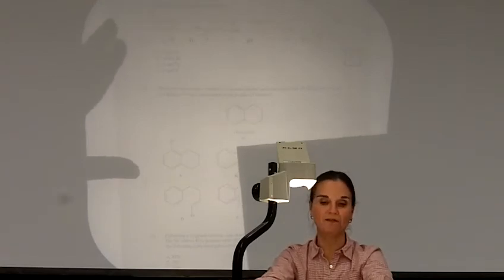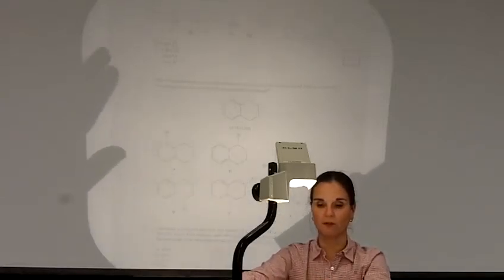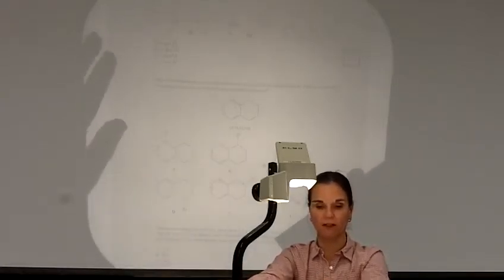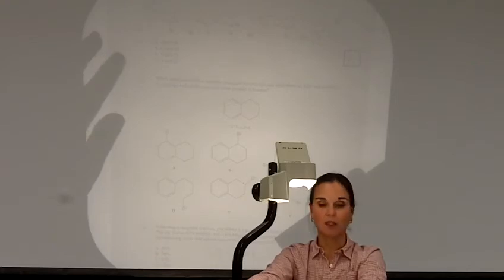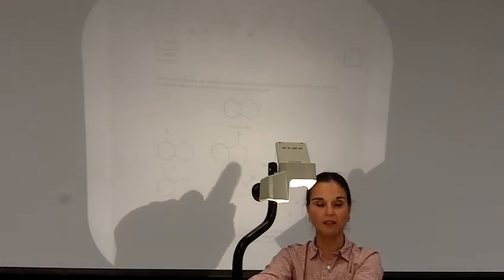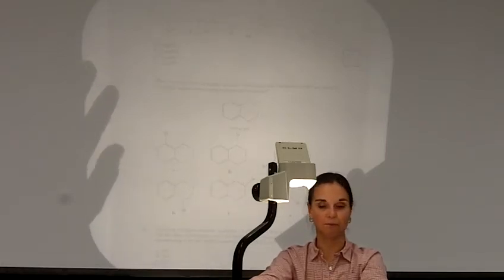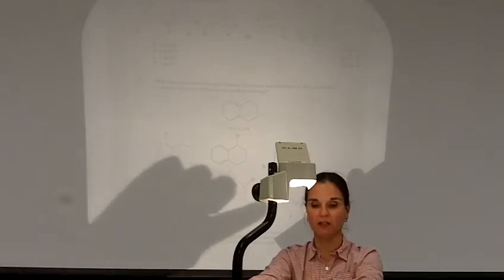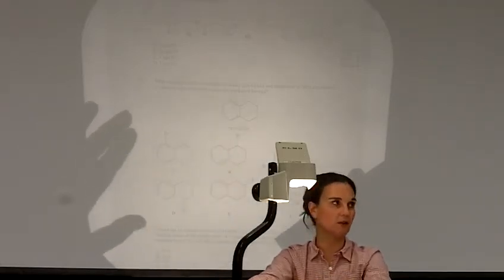When one equivalent of tetralin, so here's tetralin, is reacted with one equivalent of NBS, they go through radical bromination. What is the product that is formed? So of these choices, what product is formed? It's B, right? Because you brominate the benzylic position, okay? So none of the rest of these are showing a bromination at the benzylic position.